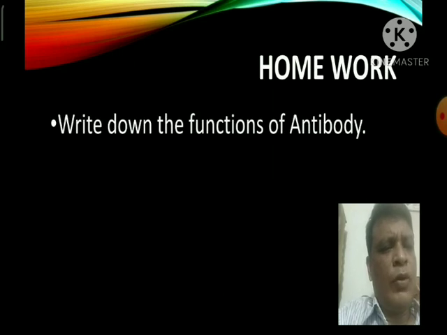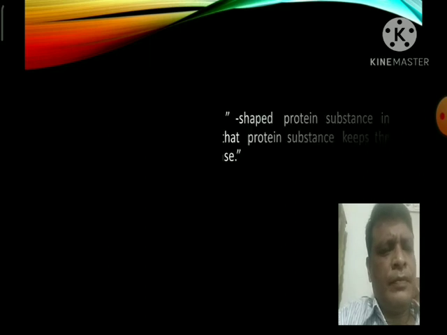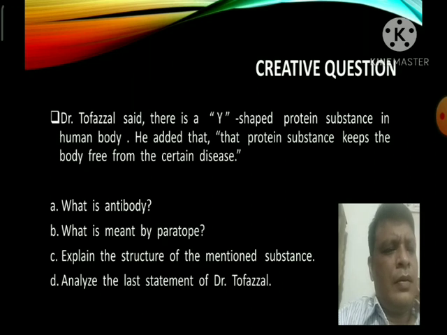Now the homework. Write down the functions of the antibody. Creative question. Dr. Tufajul said there is a Y-shaped protein substance in the human body. He added that this protein substance keeps the body free from certain diseases. A. What is antibody? What is meant by paratope? B. Explain the structure of the mentioned substance. C. Analyze the last sentence of Dr. Tufajul.